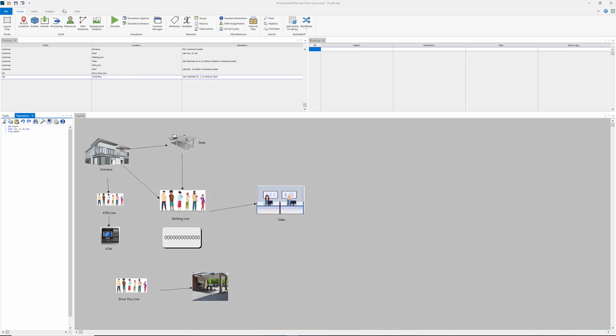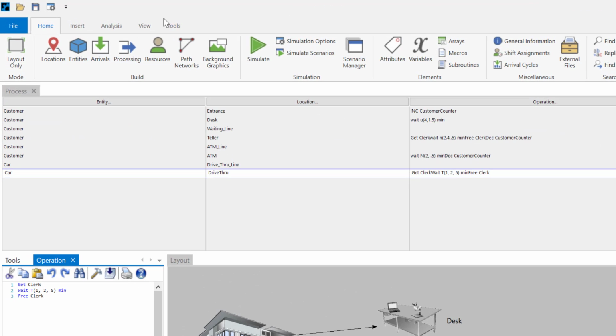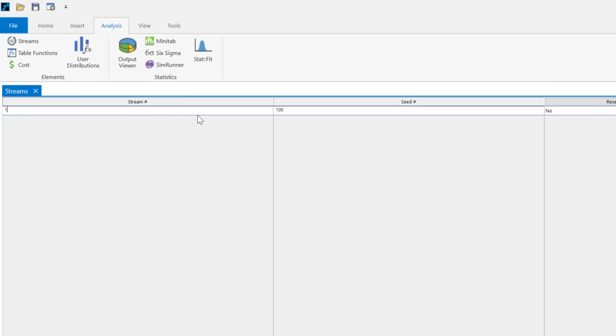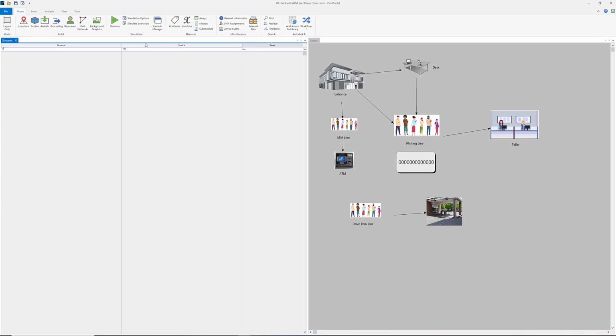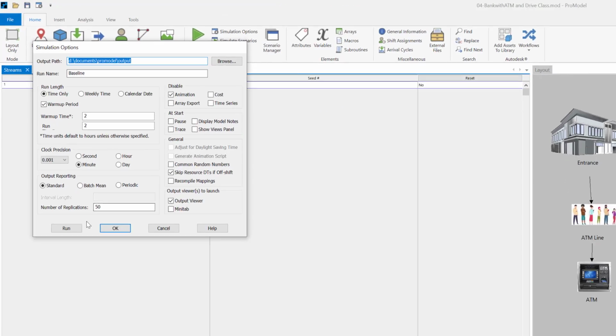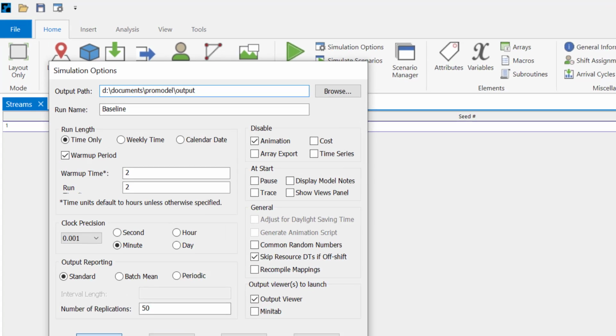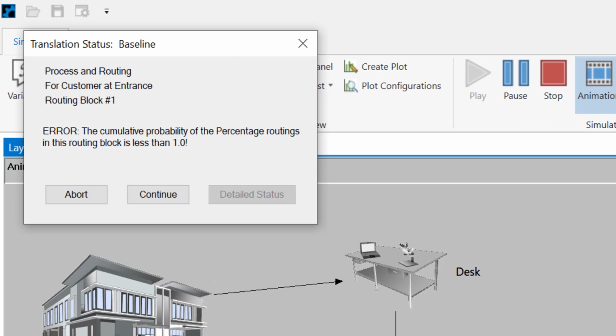Okay, so let's run the model. Make sure that streams is set to 100, so we get the same reproducible results. Okay, simulation options. We're going to replicate 50 times, with 2 hours warm-up time and 2 hours run time. Animation is disabled. We run. So we have an error.